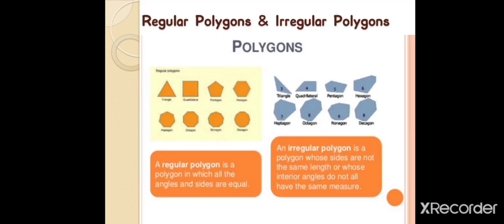Let us start with the next type, that is the regular polygon and irregular polygon.